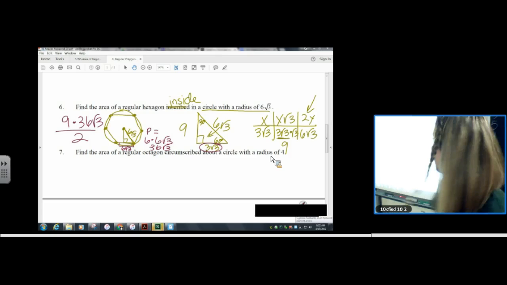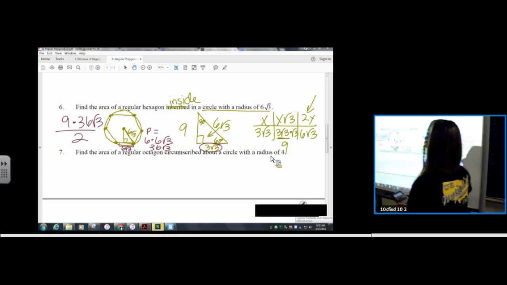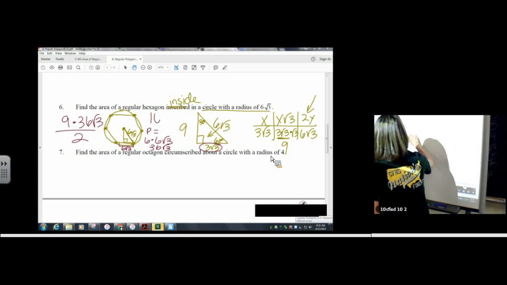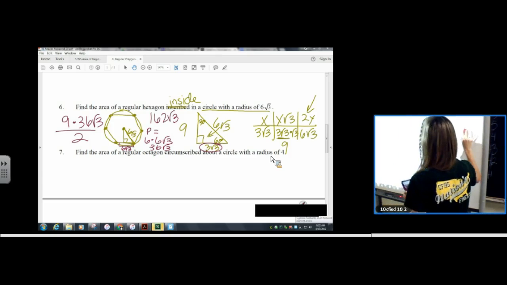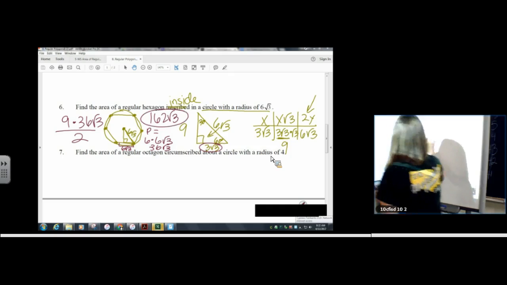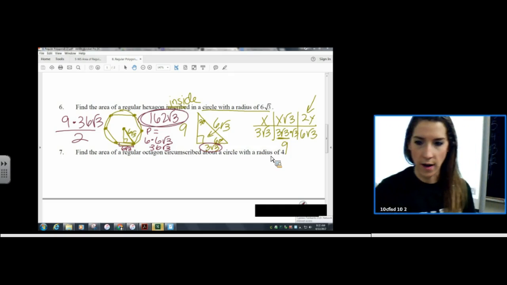Okay, I thought it was 36. Okay, good. 162√3. They don't give us units. We don't have to give them units. So 162√3 would be our final answer.